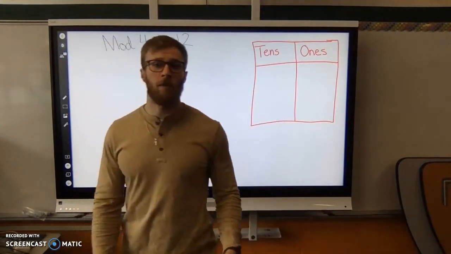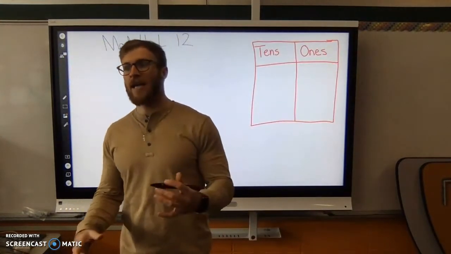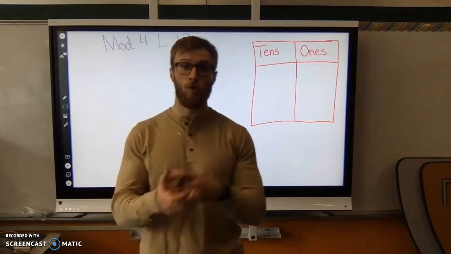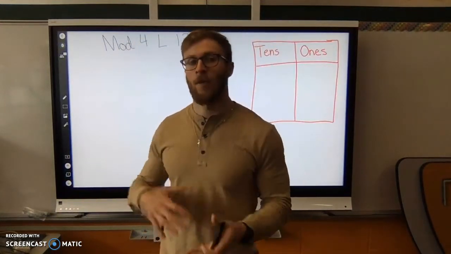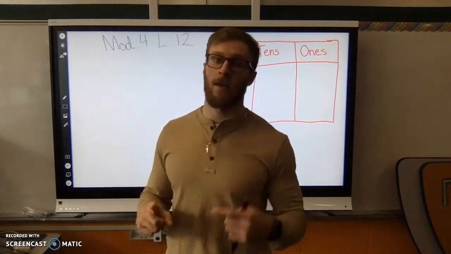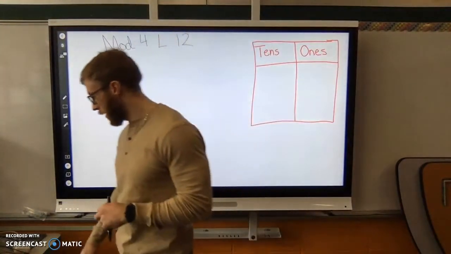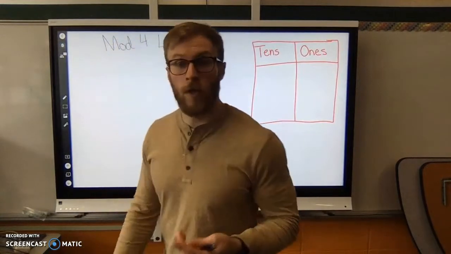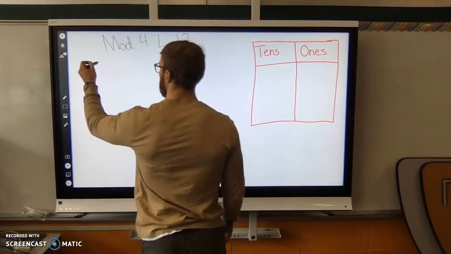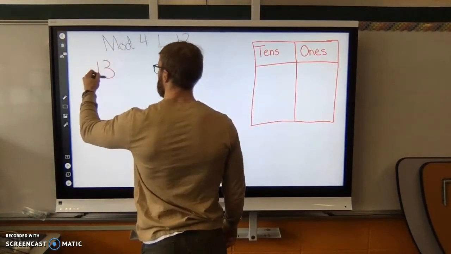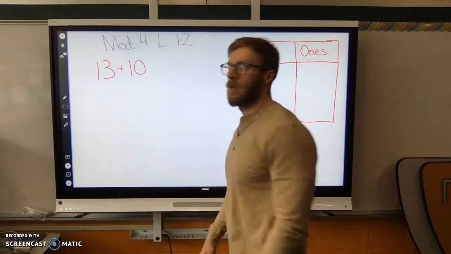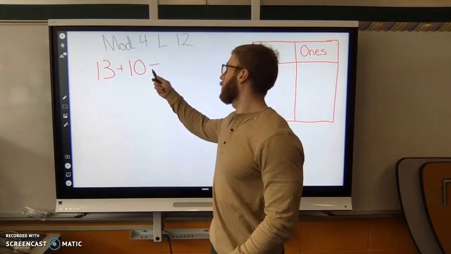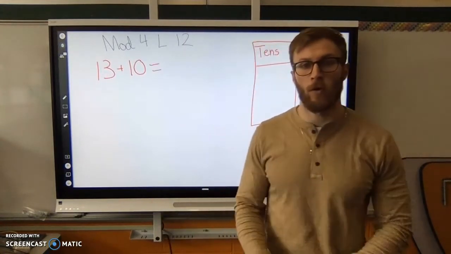So like I said, today we're going to be working on adding tens to double-digit numbers, okay? So that means a number bigger than 9. And we're going to be adding tens to it, maybe 1 ten and possibly 2 tens, right? So I want to start out with working on adding 10 to the number 13. So go ahead and write 13 plus 10 on your piece of paper or your whiteboard.